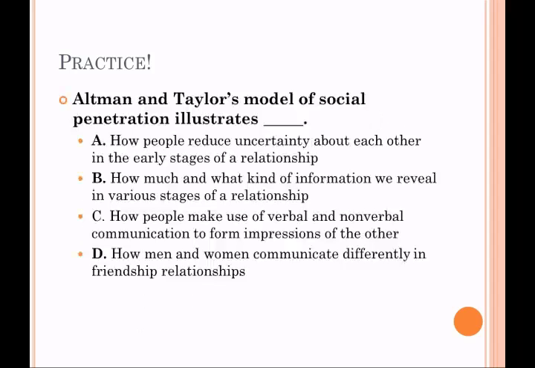Next question. Altman and Taylor's model of social penetration illustrates what? Is it how people reduce uncertainty about each other in the early stages of a relationship? How much and what kind of information we reveal in various stages of a relationship? How people make use of verbal and nonverbal communication to form impressions of the other? Or how men and women communicate differently in friendship relationships? And this is the onion model. The answer to this is B, how much and what kind. Think about the breadth and depth of the information there.